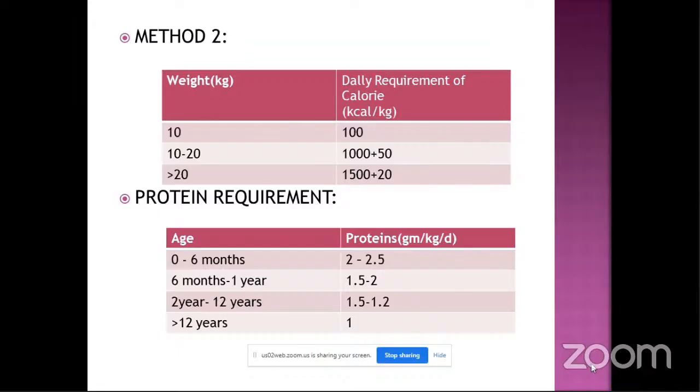So it is like 0 to 6 months, the protein requirement is 2 to 2.0 gram per kg per day. If it is 6 months to 1 year, it is 1.5 to 2 gram per kg per day. If it is 2 years to 12 years, it is 1.5 to 1.2 gram per kg per day, and if it's more than 12 years, it's 1 gram per kg per day. Maybe around puberty it may increase, but still, for all practical purposes, you just follow only these 4.